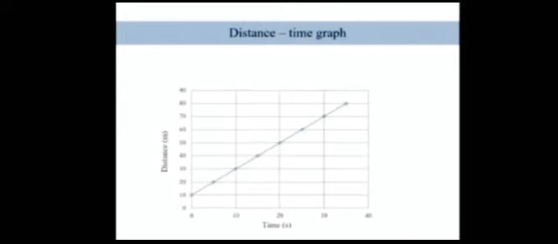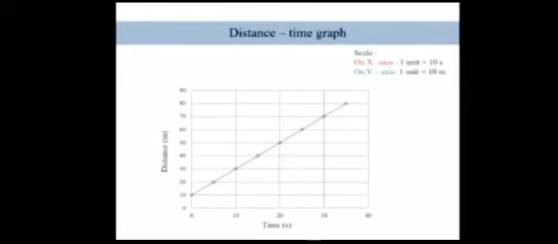Now this is the third graph which we have. First things first, we have to check the scale. As we can see, 1 box in the horizontal direction is 10 seconds. So 1 unit on the x-axis is equal to 10 seconds, and on the y-axis again, 1 box is equal to 10 meters. Step number 1, scale.